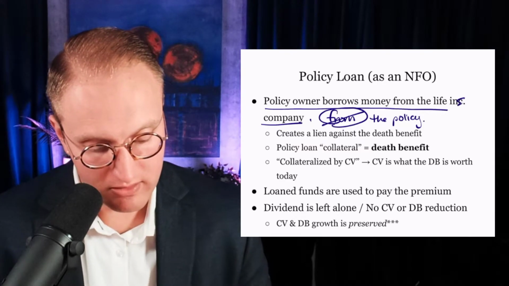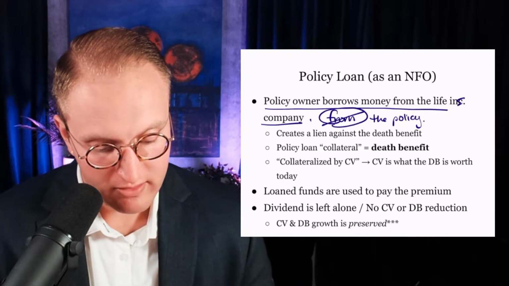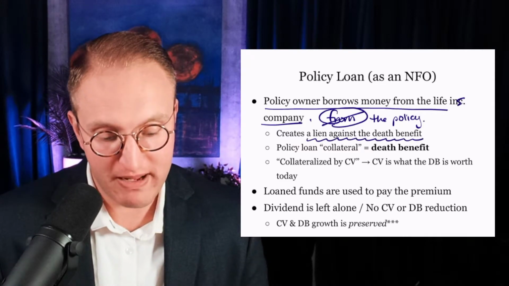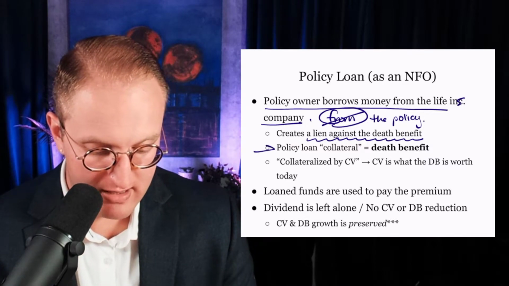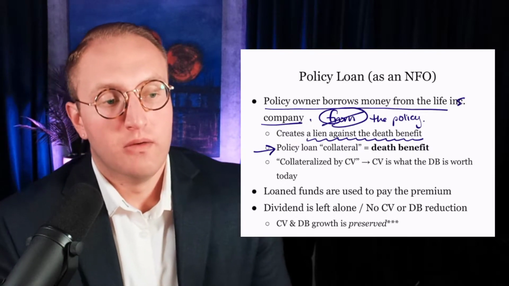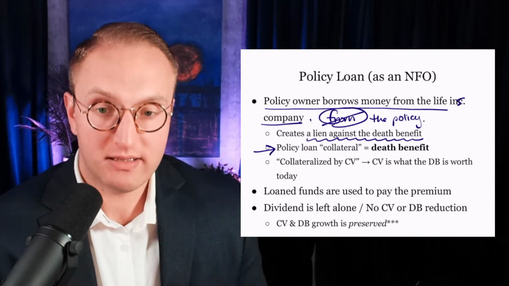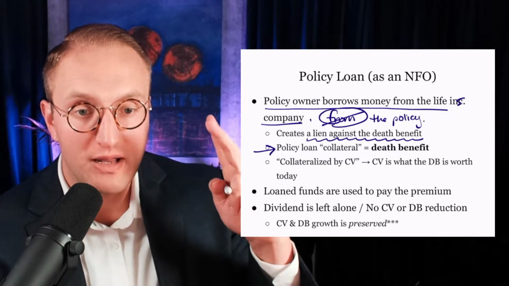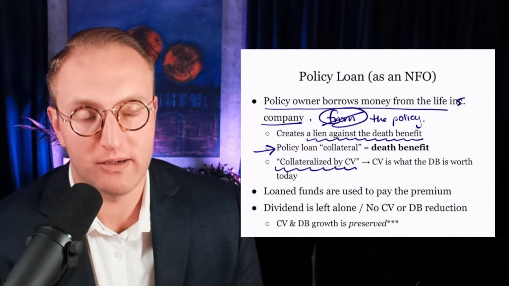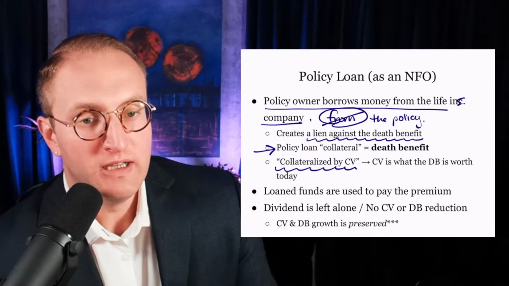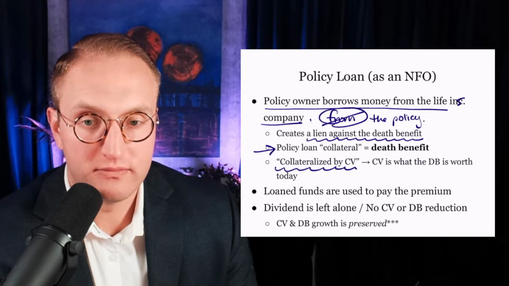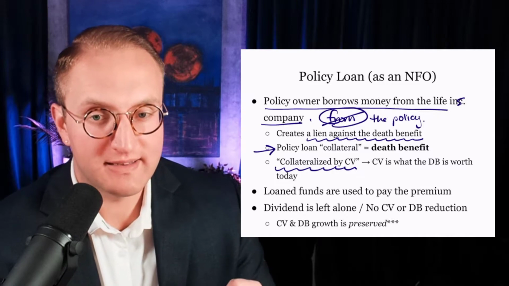And how does that happen? Well, when we borrow money, the life insurance company puts a lien against your death benefit. And I'm being nitpicky here, but just to be technically clear, when we say that we're going to take a policy loan and it's collateralized by the cash value, that's indirectly true. Let's put it that way. That is indirectly true. Look, the lien is not against the cash value. The lien is against the death benefit.